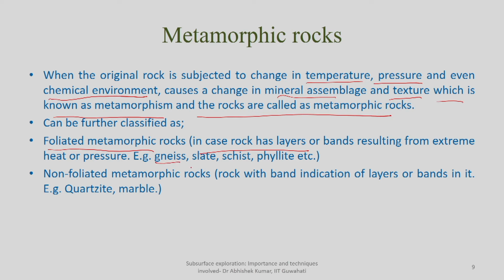Examples are gneiss, slate, schist and phyllite. These are the particularly foliated kind of metamorphic rock. And then you have non-foliated metamorphic rocks. It may have bands or it may not have bands here. So those particularly are called non-foliated, examples are quartzite and marble.